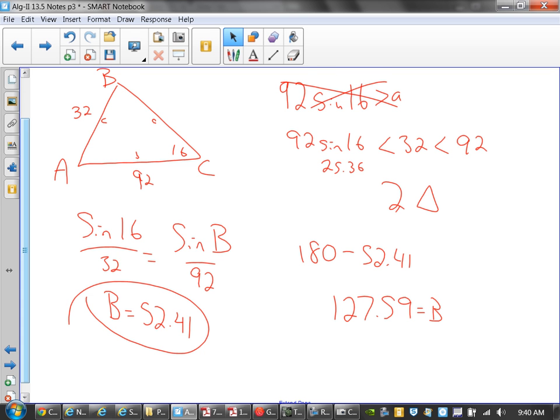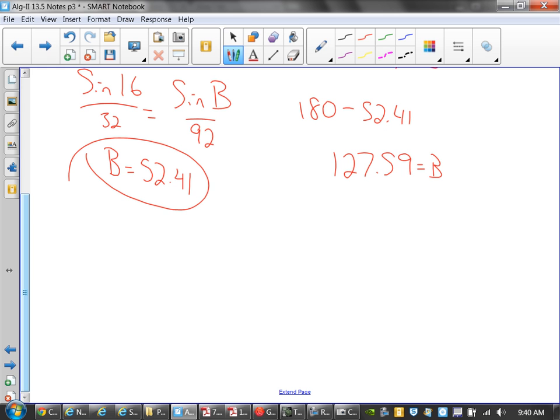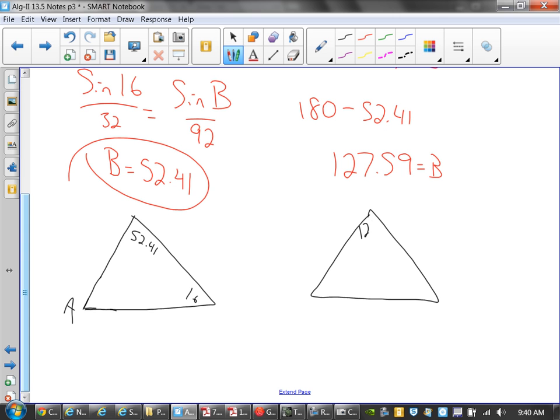All right? Again, this scenario leaves us, this one was 16, B is 52.41, A is, angle A can be something else, and then in this triangle, 127.59, 16, and A is a different angle. And that's going to give you two different values for the side A, okay?